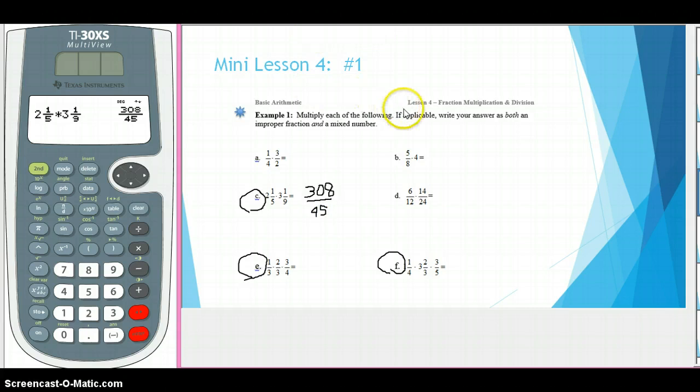Notice the directions say write your answer as both an improper fraction and a mixed number when applicable. So since this is improper, I can change it to a mixed number. And in general, when you start with mixed numbers, your final answer should be a mixed number. So it's good to do that in general. Now remember, I don't have to re-enter this. I could just use the change to a mixed number button by hitting second and this button, and it just takes my previous answer. And we get the result of 6 38/45.